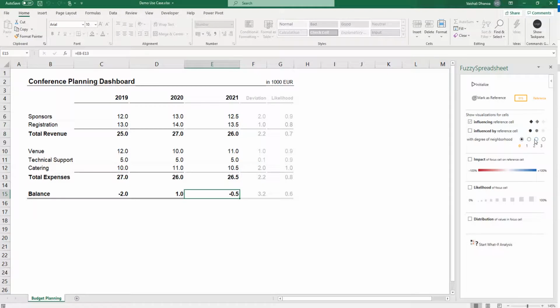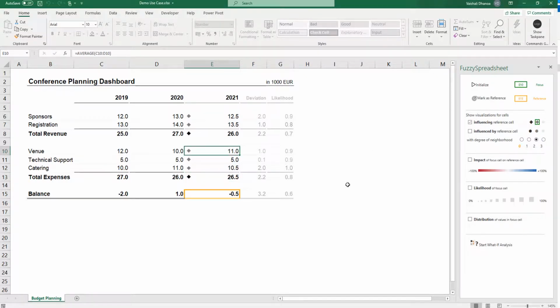0 degree, indicated in orange, means that only the reference cell is augmented. Selecting a degree of 2 adds these diamond glyphs to all the cells that influence the balance up to that degree. The color of the glyph helps us to identify the degree of neighborhood. The darker the color, the closer the cell is to the reference cell. In our example, total revenue and total expenses are first-degree neighbors. The individual revenues and expenses are second-degree neighbors.